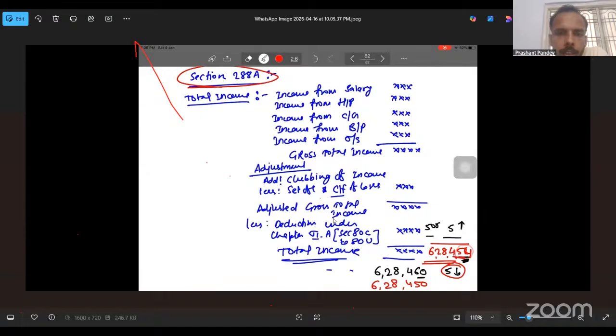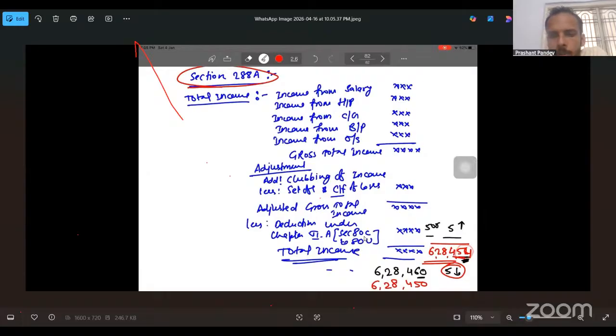Once we get the gross total income, we do the adjustments. Adjustments basically cover clubbing of income and set off and carry forward of losses. Clubbing of income is added because it comes under the total income of the SSC, and then set off and carry forward of losses we will reduce. Once we do this, we derive the adjusted gross total income. From this adjusted gross total income, the SSC will avail all the deductions. These deductions have been defined under Chapter 6A from Section 80C to 80U.